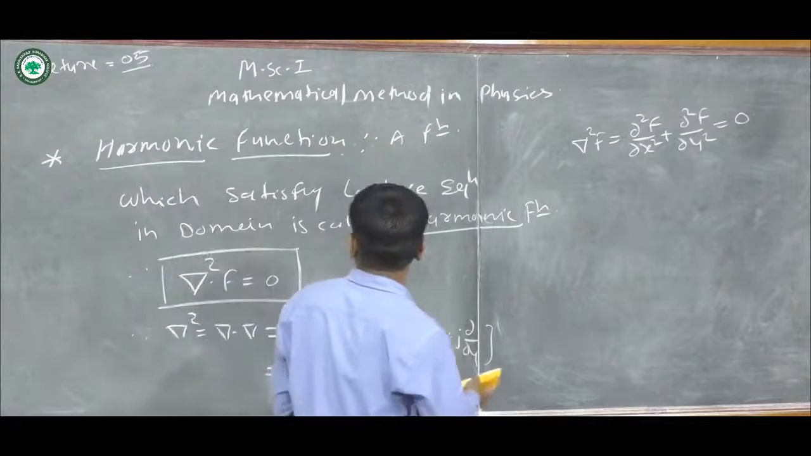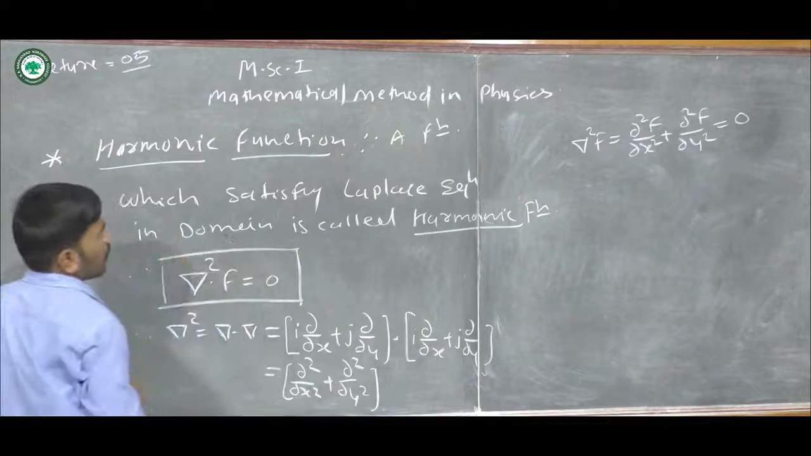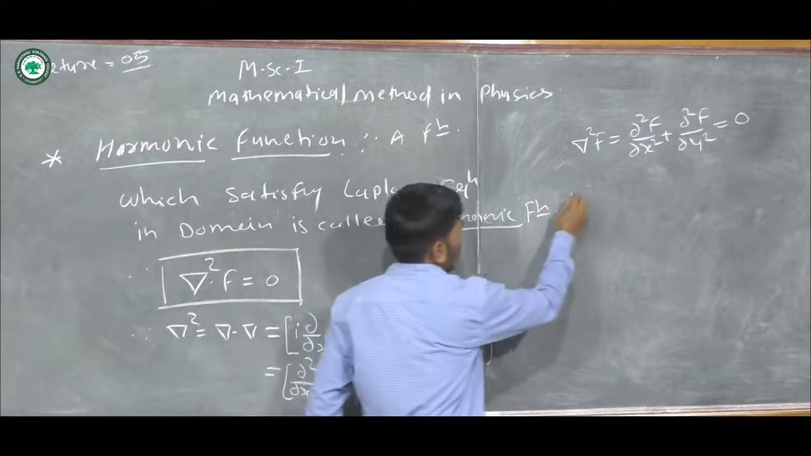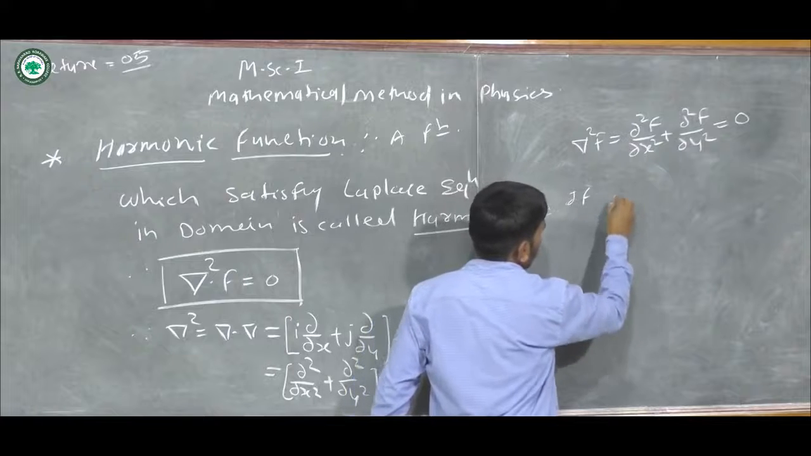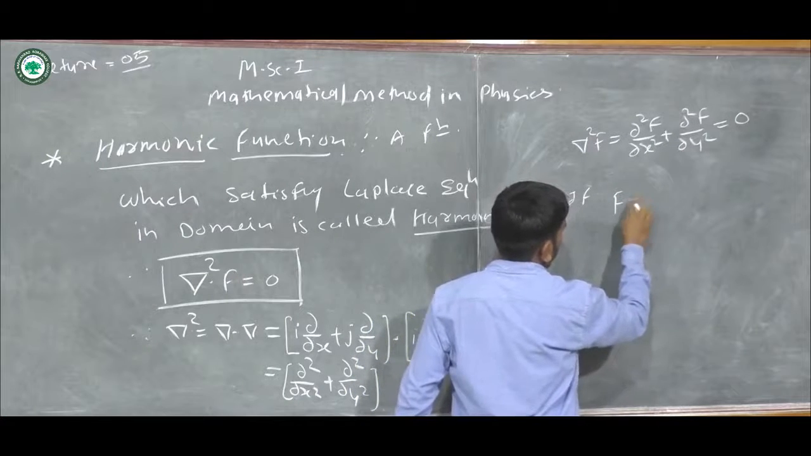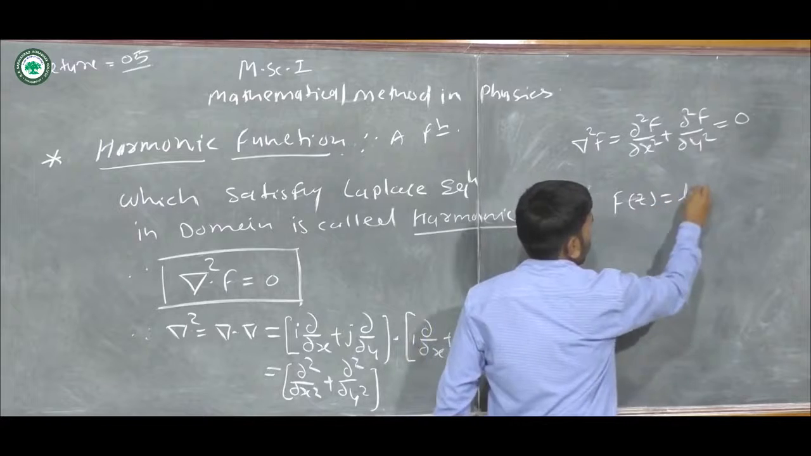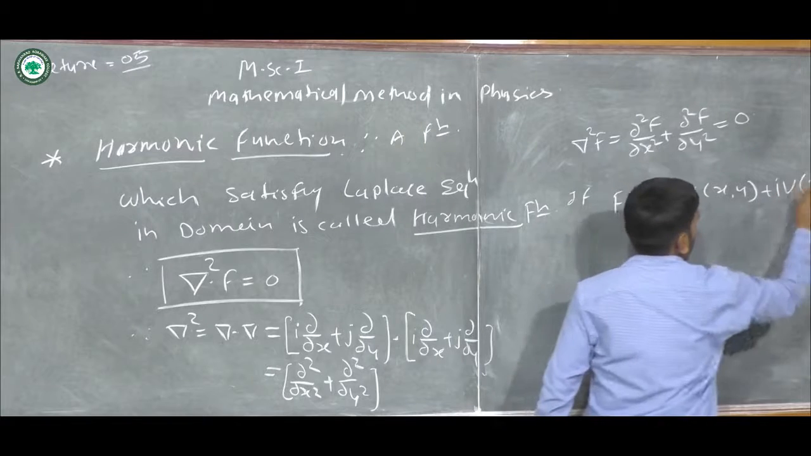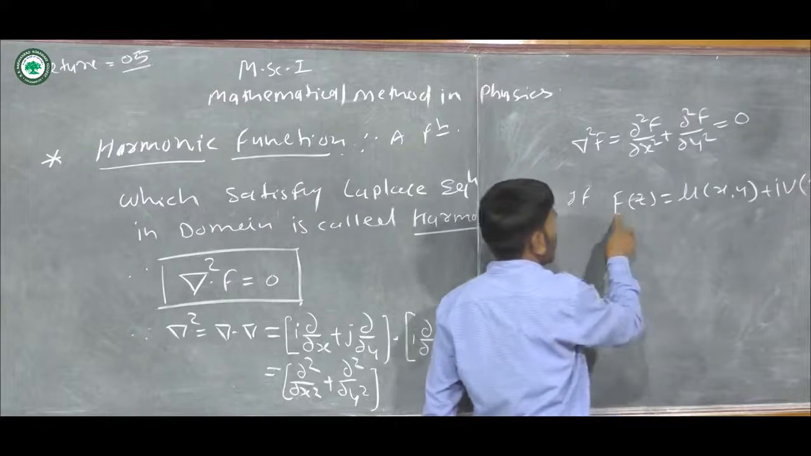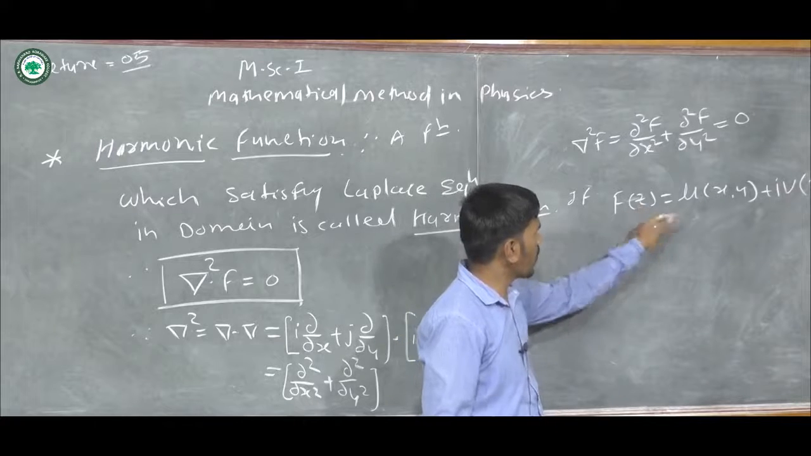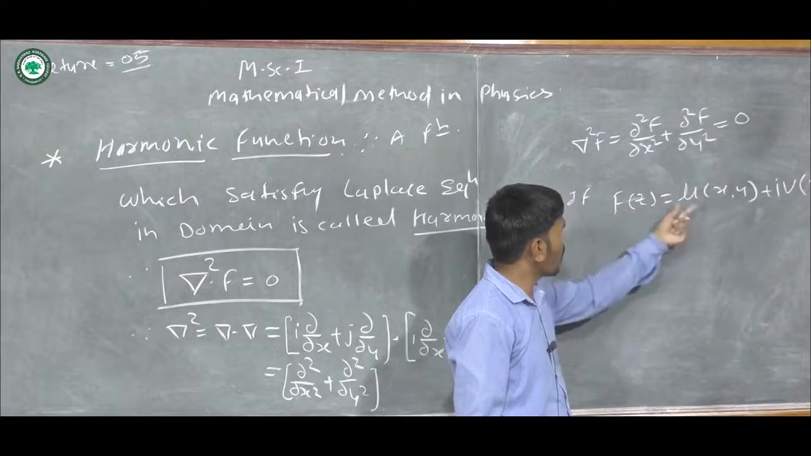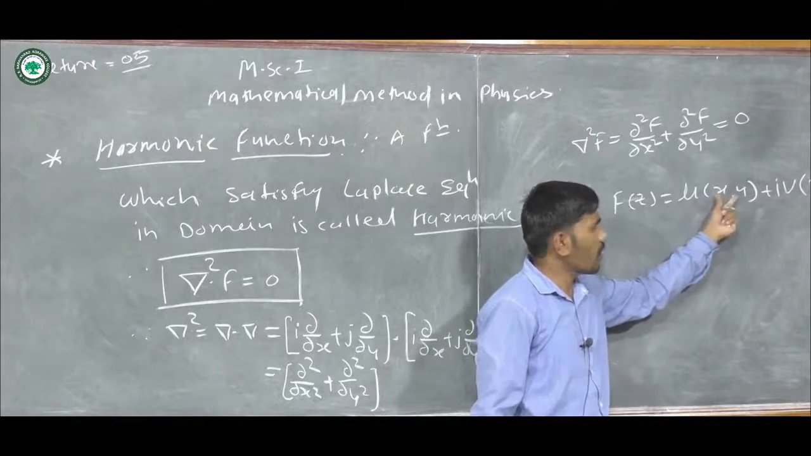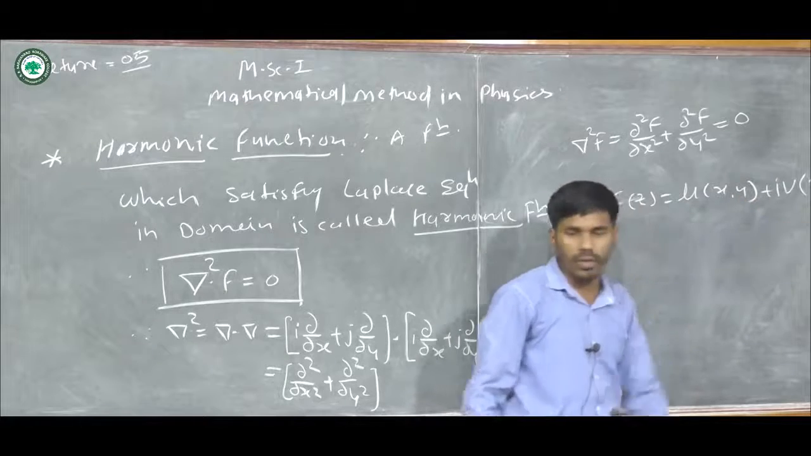Now let's check this for the function. If I consider this function f of z equal to u of x and y plus iota times v of x and y. Now this f is a function of z, and has the parts u and v, where u is a function of x and y, and v is also a function of x and y.